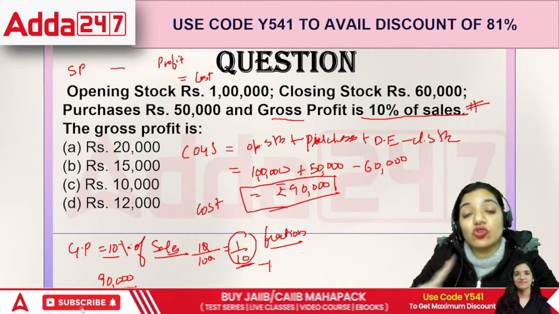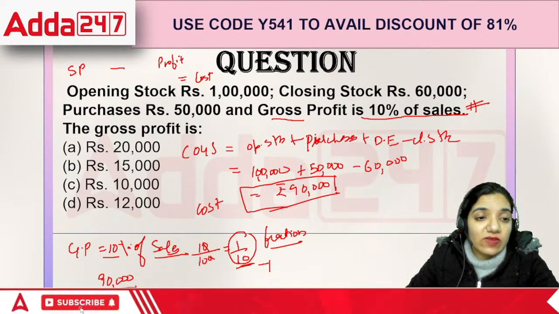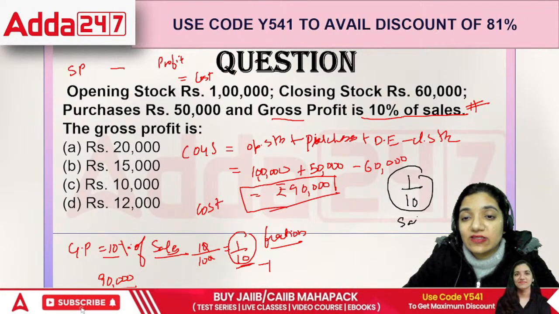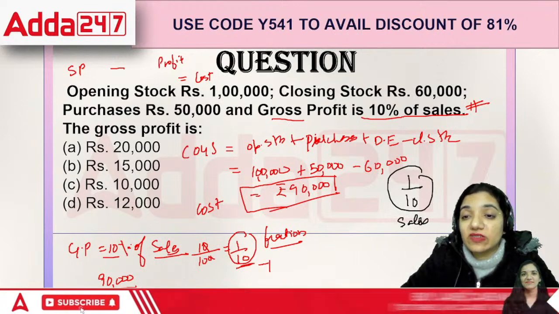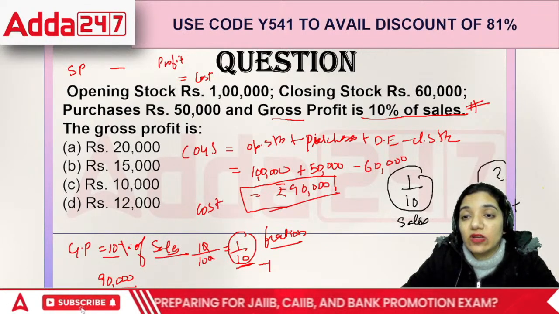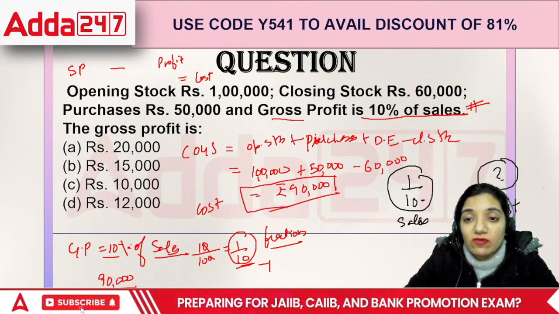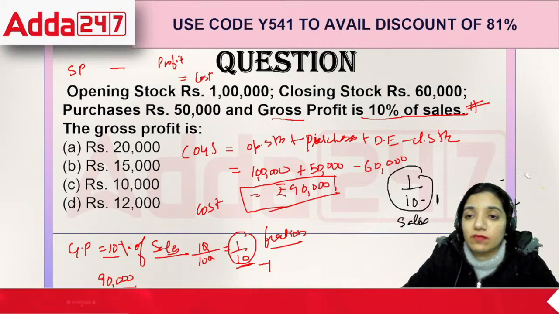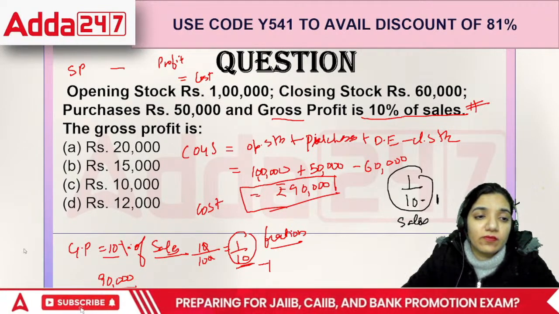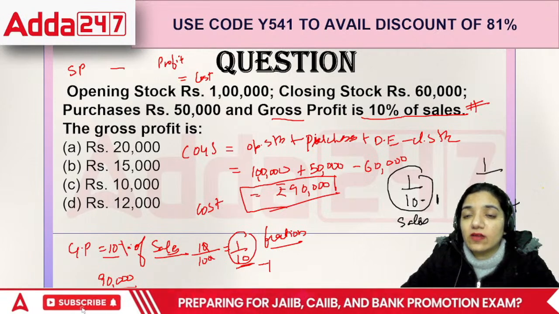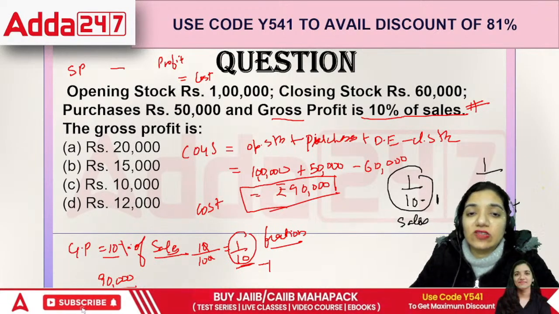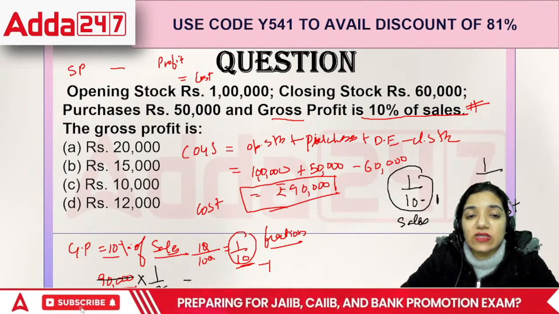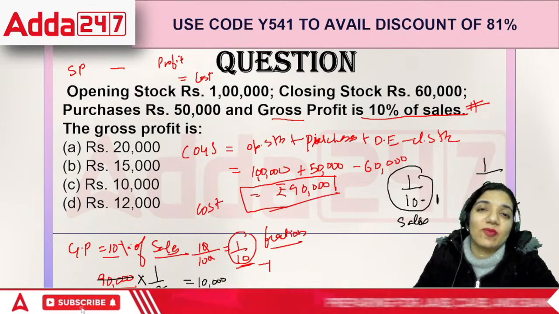This is one of the shortcuts that I'm telling you. Whenever you are at cost, and 1 by 10 is your sales, and you want to know the percentage on cost, how do we reach there? The best way is you reduce 1 from the denominator. It's going to be 1 divided by 9. So that's how we find it out. 90,000 into 1 divided by 9, that is 10,000, is your profit.